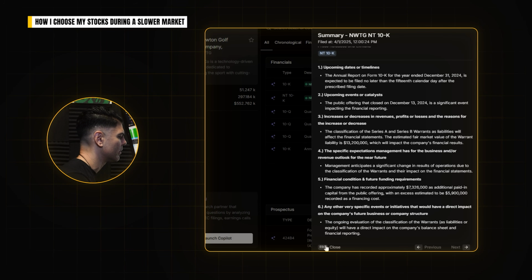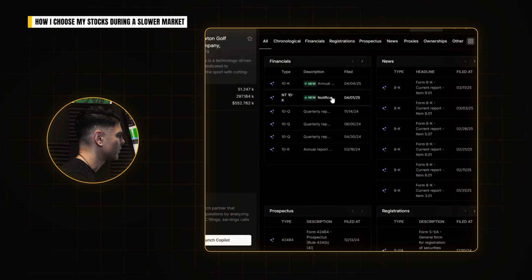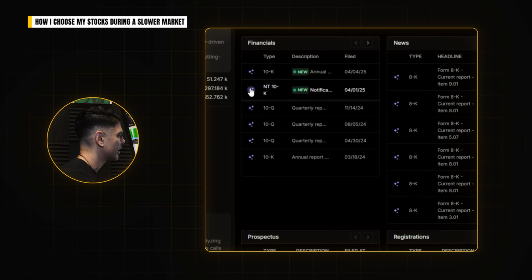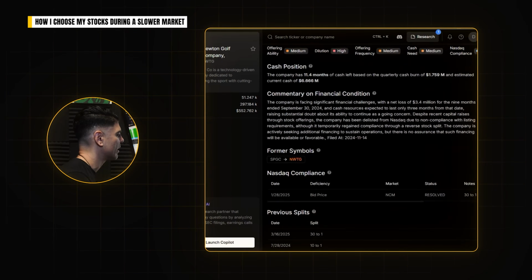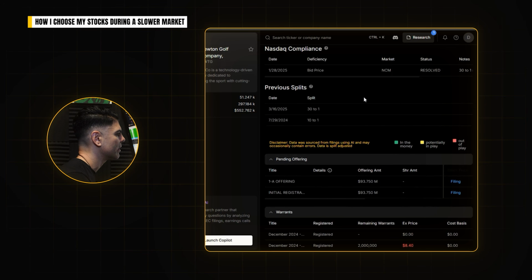And I like to do the summaries of the filings, as you can see right here. It shows you what you need to know in a nutshell. You don't have to go through the whole thing. You can just skim it. So I like to click these little stars and just skim it. It's very helpful. And I like to go to the dilutions tab, and we can see their dilution.